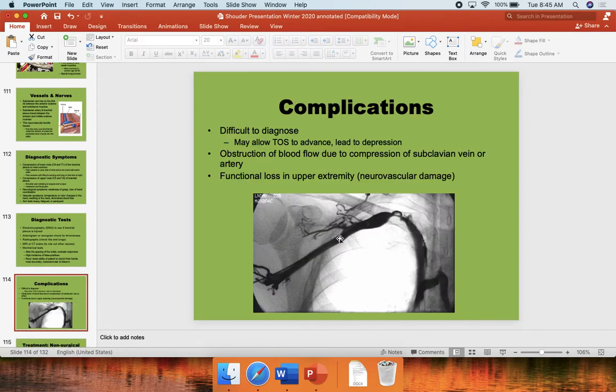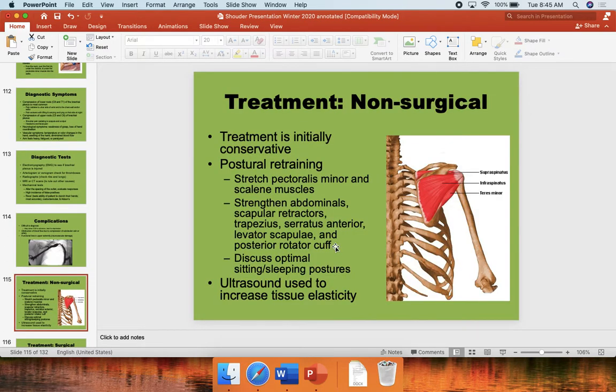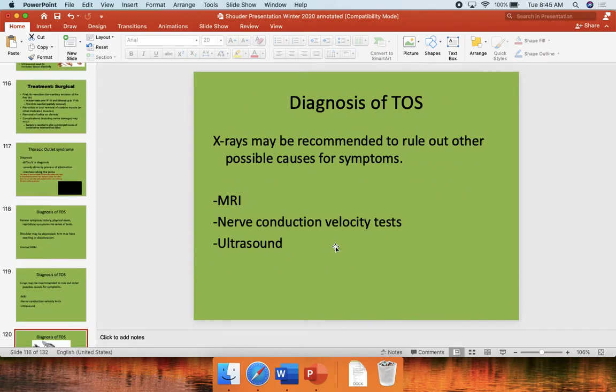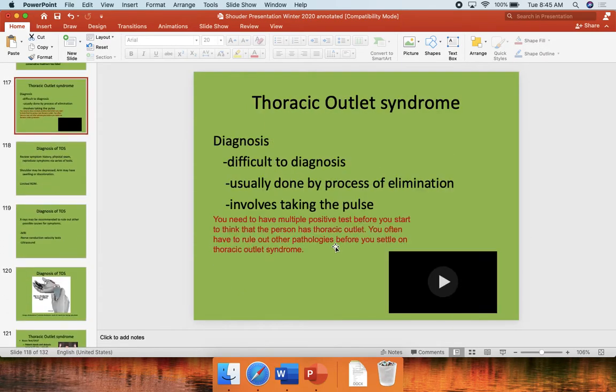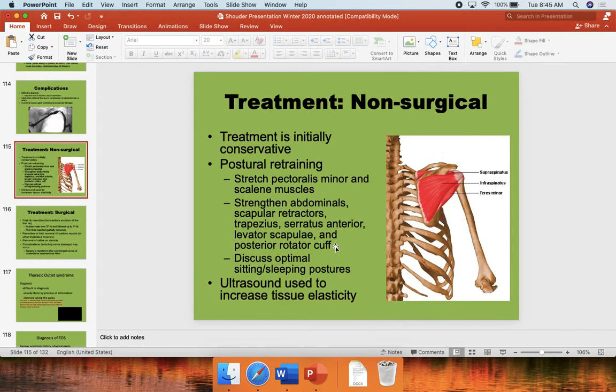This is one of those arteriograms or a venogram. I'm not sure which one it is, but this is essentially looking at the blood flow. So let's move down a little bit into treatment, and then we'll talk about some other diagnostic tests we can use in class to check for thoracic outlet syndrome.